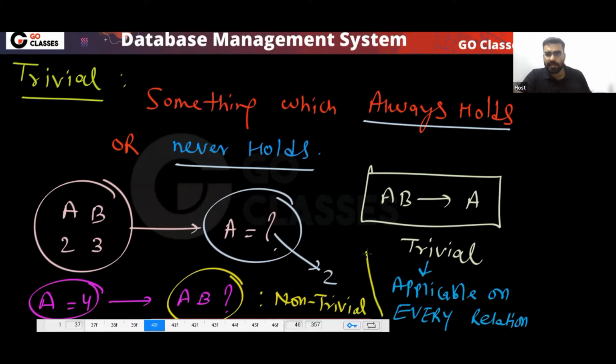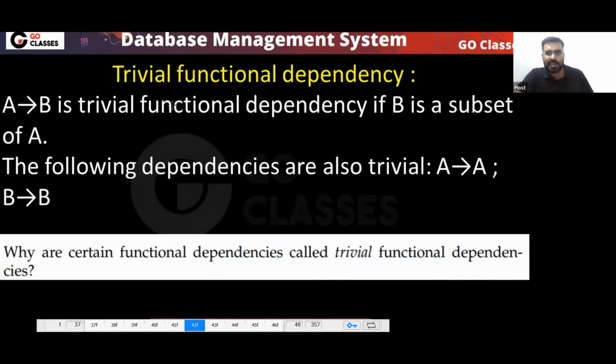This is non-trivial. Is this clear? This is non-trivial because you need more information. It is not trivial because it will not hold for every relation. A determining AB is not true for every relation. That may be true, may not be true. For some relations, it may be true; for some, it may not. But AB determines A will be true in every relation. A determines AB may or may not be true depending on the relation. Is this clear?